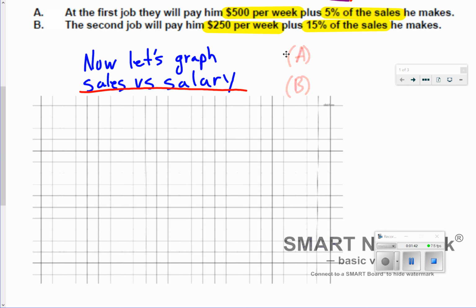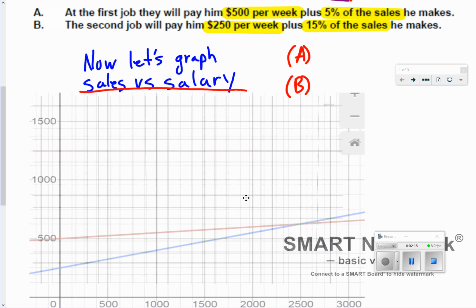The first thing that I want you to do is we're going to have 2 equations, equation A and equation B. Equation A is going to represent the $500 per week plus the rate of 5% in sales. And then equation B is going to represent the $250 per week plus the 15% in sales he makes. Now, when you graph this, you're going to have two lines.